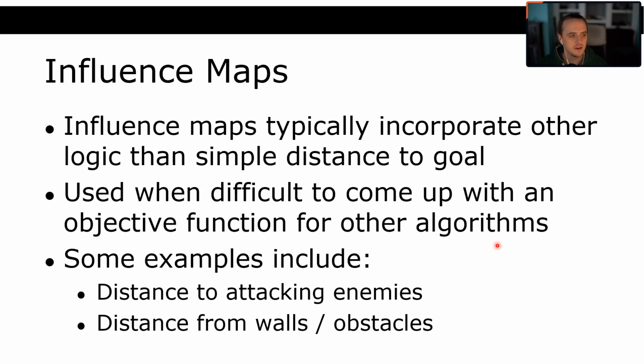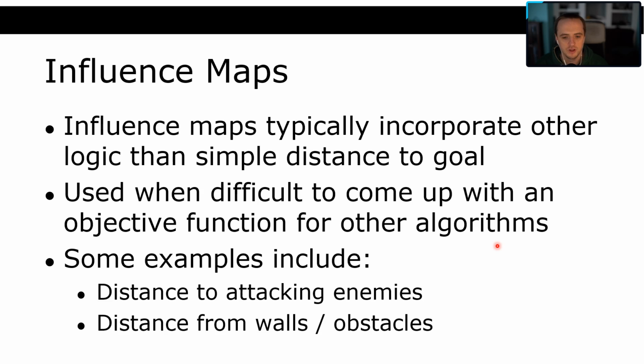Okay, now that we know what vector fields are, we can talk about influence maps. So influence maps borrow the idea of vector fields, but they can allow us to do more than just simple pathfinding. Influence maps typically incorporate other logic into them other than just the simple distance to goal metric. So influence maps are used when it's difficult to come up with an objective function for other algorithms.